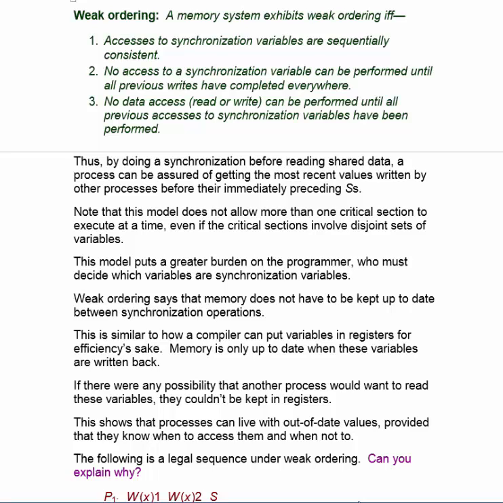Those variables need to be saved when it gets interrupted. The registers need to be saved back to memory. If there was any possibility that other processors would want to read these variables, they couldn't be kept in registers. Processors can live with out-of-date values, providing that they know when to access them and when not to.